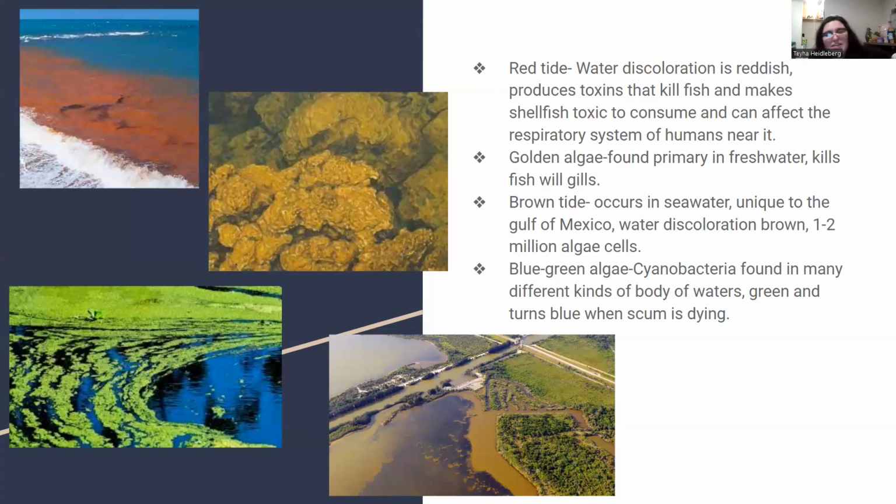And then what I believe to be the most popular one is the blue-green algae, which is the cyanobacteria found in many different kinds of bodies of water. The green turns blue when the scum is dying. I feel like this one is the one that most people see, that is mostly out there. It builds up on fish tanks and stuff like that. So I feel like it's the one that people see a lot more than the other three.